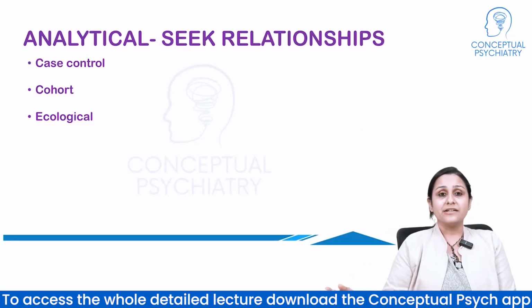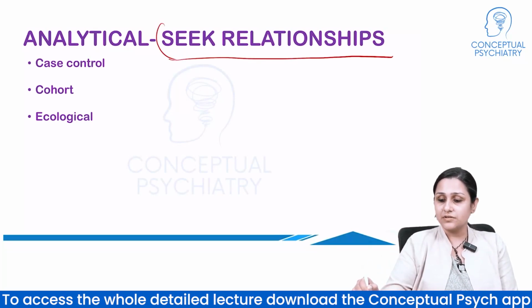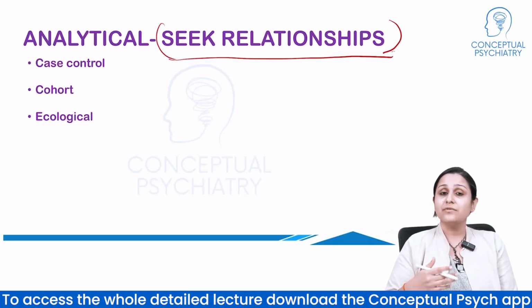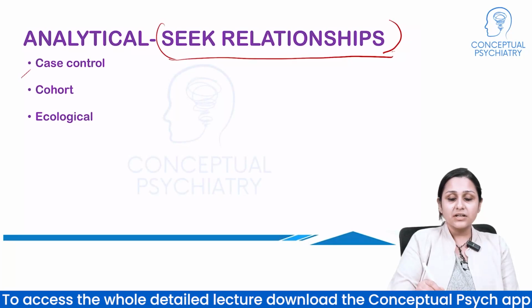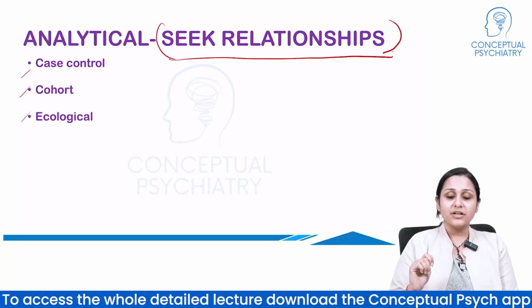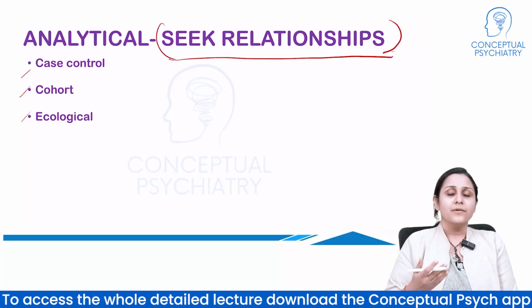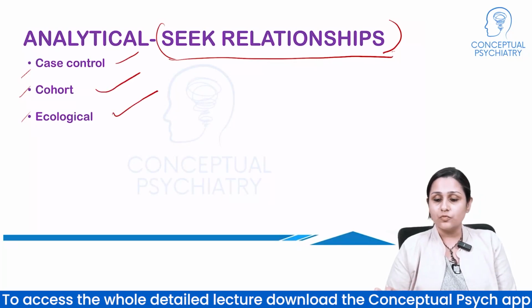Then we go on to analytical studies, which basically observe but also try to seek relationships. Okay, so here statistics come into play, and very, very important because they'll be asked in the exams as well. So we have three main kinds of studies that I will be describing here. I've not included multiple cross-sectional studies here purposely because I don't think I can add something extra right now. So we have the case control study, the cohort study, and the ecological study. Let's move one by one.